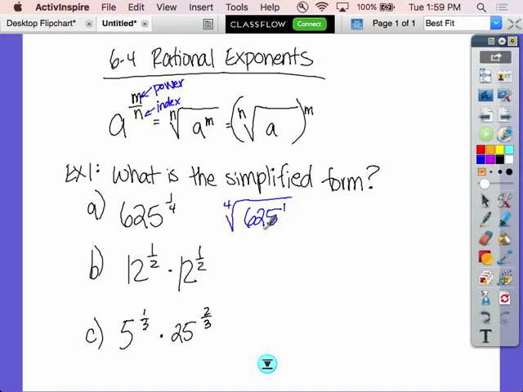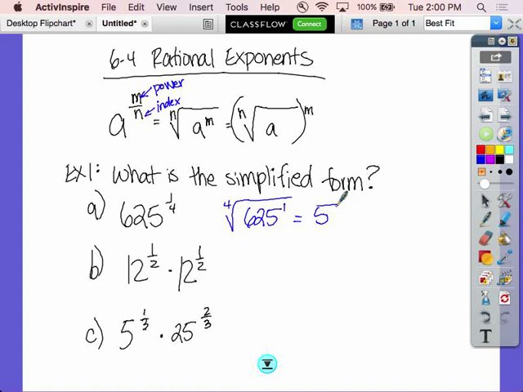What is the 4th root of 625? If you don't know it off the top of your head, you could break it down and you would circle groups of how many? 4, because it's a 4th root. But Terry was sweet and told us that it's 5. Okay, 5 raised to the 4th power is 625. That's it.